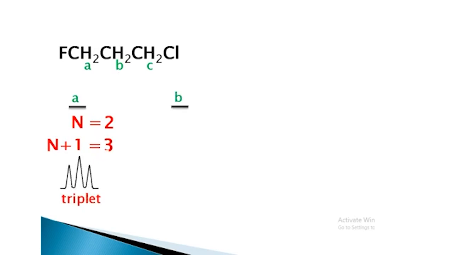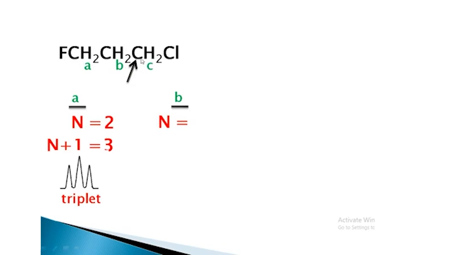Now let us take the B type proton. What is the value of n? This is B type proton that is bonded to this carbon, that is again bonded to this carbon as well as this right side carbon. Both of them are having 2 hydrogens each. But remember, here these two neighbors are different. For B type hydrogen, the two neighbors are different. This is not equal. This is A and this is C.